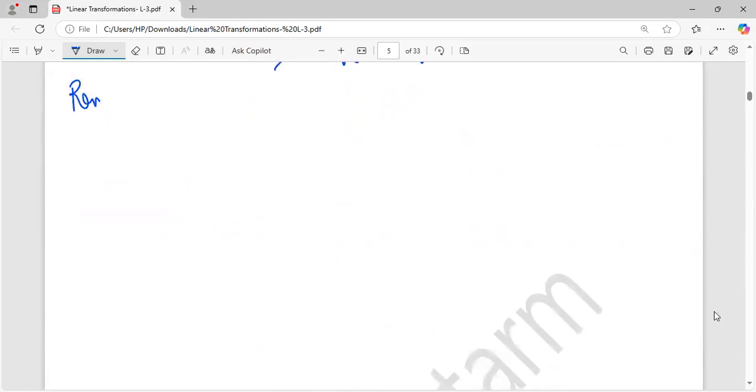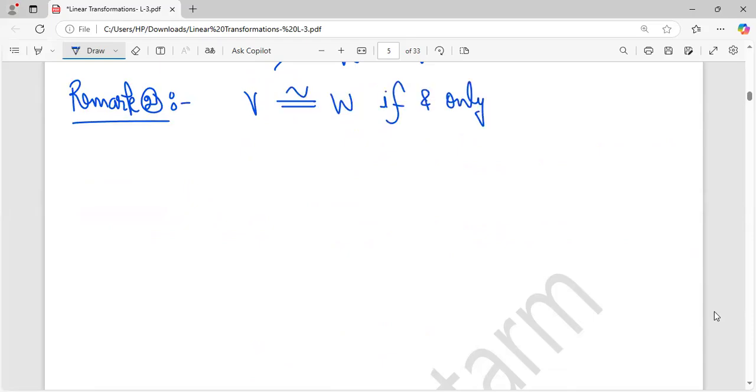So remark 2, V is isomorphic to W if and only if W is isomorphic to V. Okay, so we can write this because V is isomorphic to W, then W is isomorphic to V, and W is isomorphic to V, we can write W is isomorphic to V. Okay.